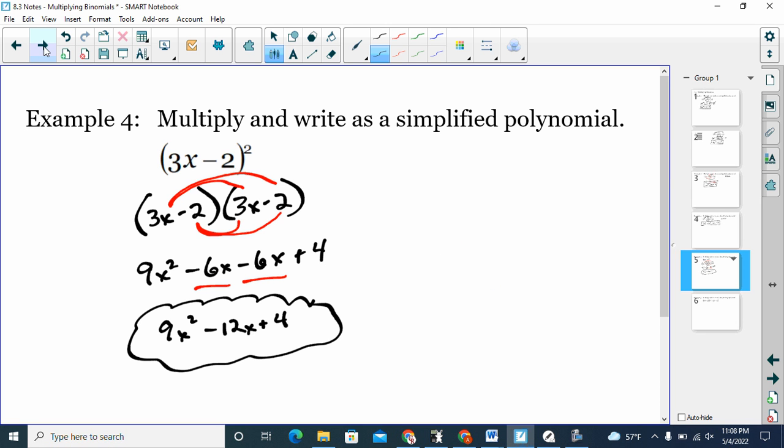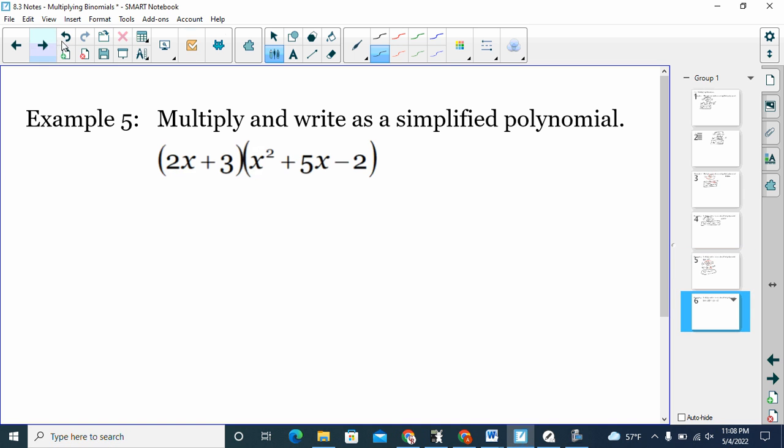The last example is example 5. Again, it's a little bit different. It gives us 2x plus 3 times the quantity x squared plus 5x minus 2. Because this one's a binomial, but then I'm not multiplying by another binomial. I've got a binomial times a trinomial. So FOIL actually isn't going to work here.